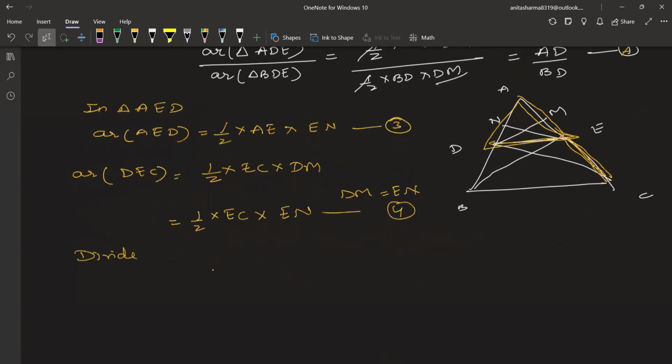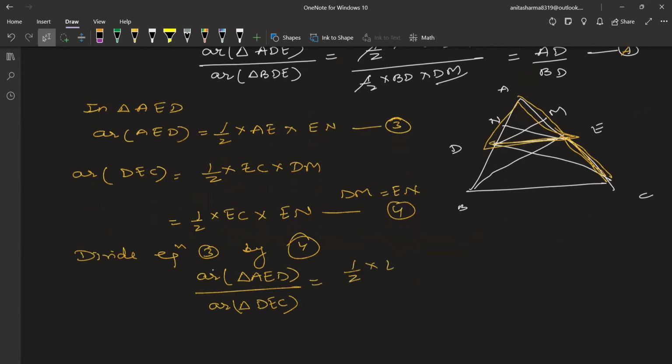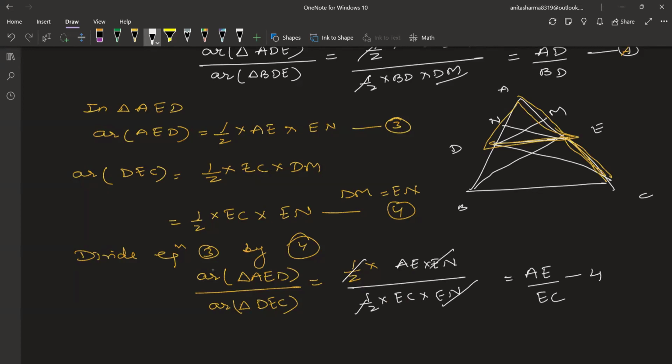Now divide equation 3 by 4. So area of triangle AED upon area of triangle DEC is equal to half into AE into EN upon half into EC into EN. EN cancels, then it will be AE upon EC. Mark this equation as B.